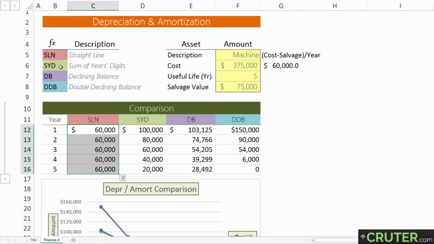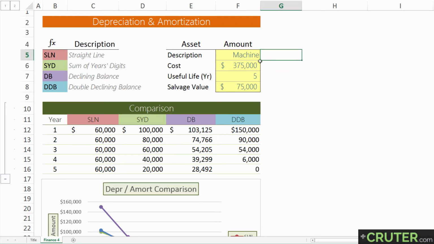So let's go ahead and move on to the sum of years digits. And for this one too, let's just go ahead and write it out here as well. Now the name of this formula actually kind of gives it away. So it's the sum of the years. So literally year 1, year 2, 3, 4, and 5. And I'm going to use Alt and equals to go ahead and auto sum that.